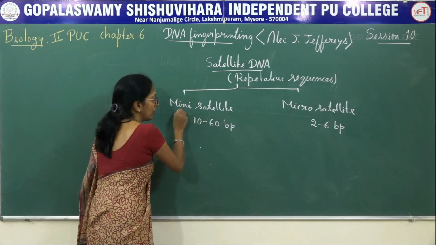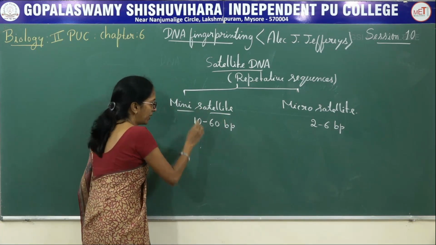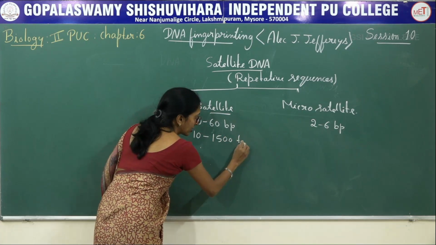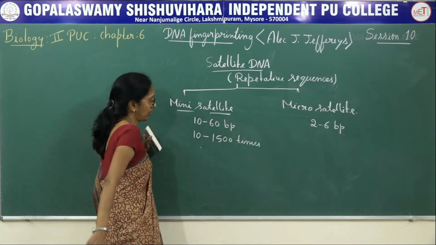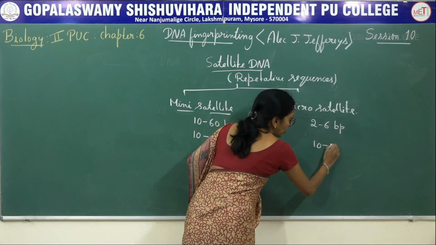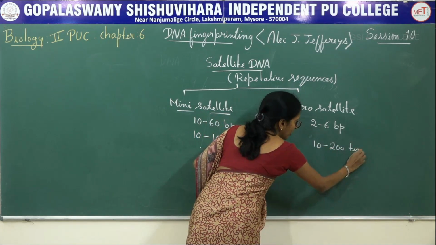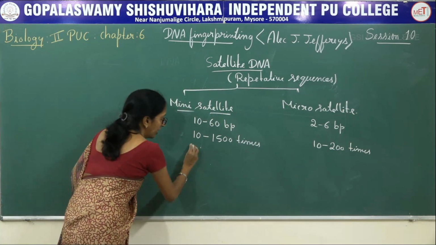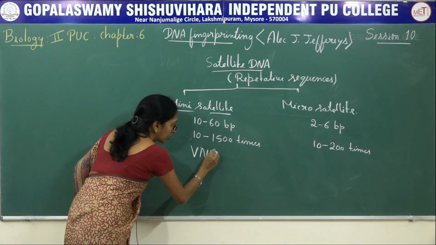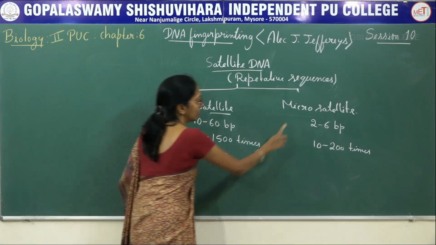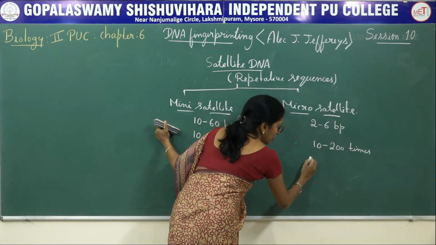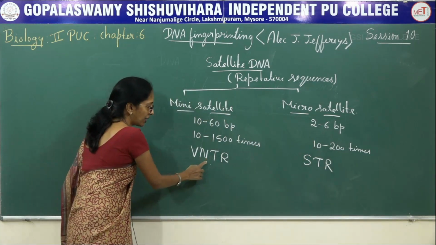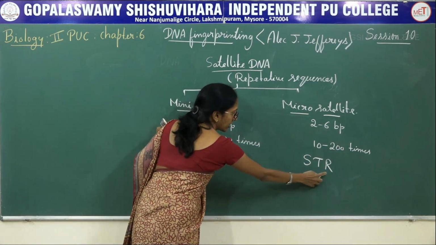And this minisatellite repeats 10 to 1500 times. Here, 10 to 200 times repeats. This minisatellite is commonly said to be variable number tandem repeats, and this microsatellite is said to be short tandem repeats. Variable number tandem repeats, short tandem repeats.